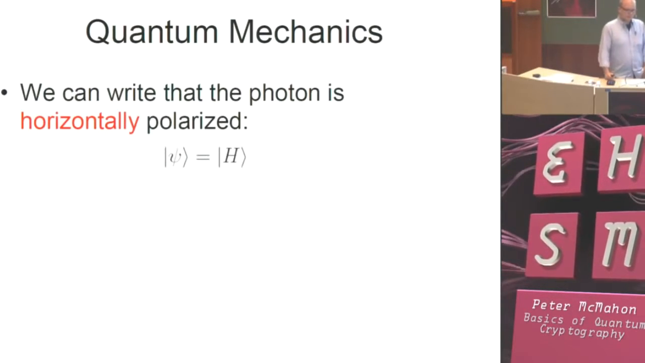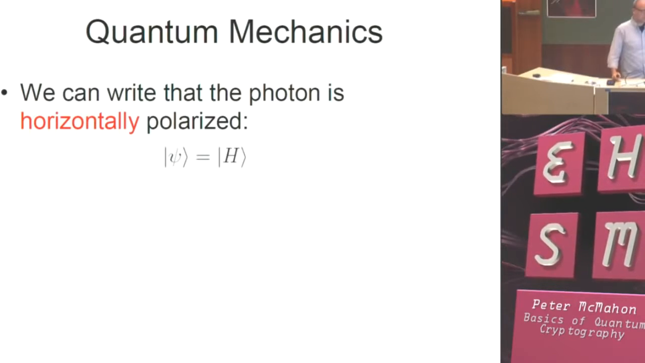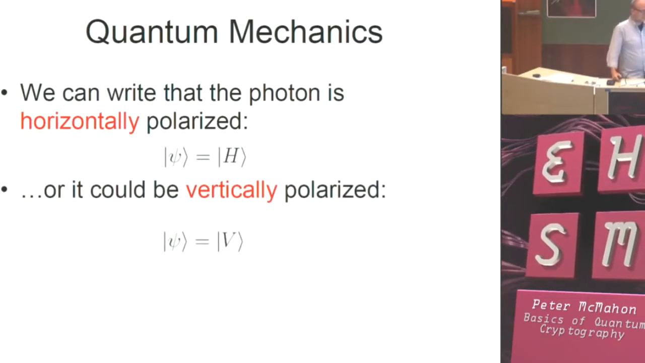So let's imagine that we have a photon and it's horizontally polarized. To introduce some notation that's going to be used throughout the talk, we will say that the state of the photon psi is given by this funny-looking notation, just H, with this vertical bar and angle bracket. It's just the Dirac bra-ket notation. It doesn't mean anything besides that when you see that notation, we're talking about a quantum state.